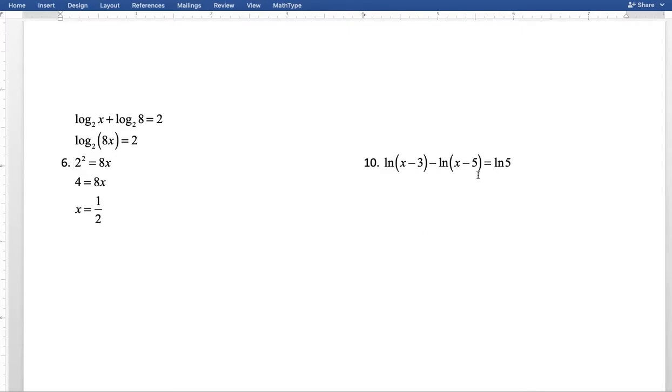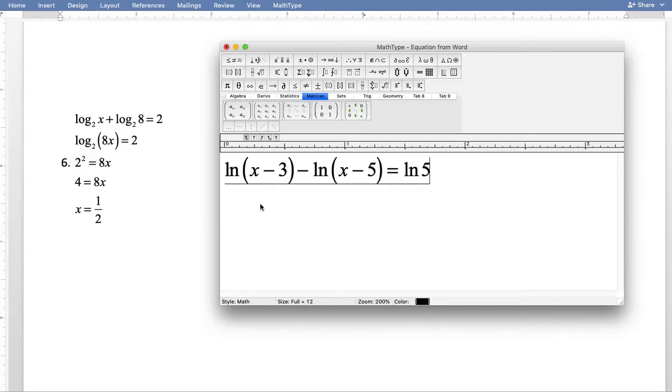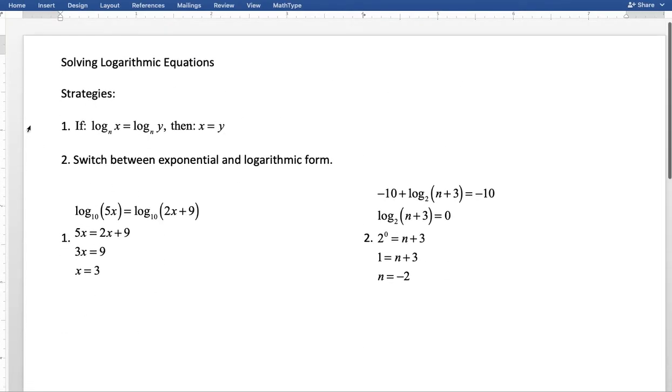Last example I have for now, number 10. Now we've got ln. ln is natural log, that is log base e, the numerical value e, 2.718. Again, now we have 3 logarithms. What I'm going to do is combine those on the left side, and on the right we just have ln 5, so I'm going to leave that alone. In order to use that first property, if we have a log equals a log, then the two arguments are equal, we need one log on the left side and one log on the right side of our equation.